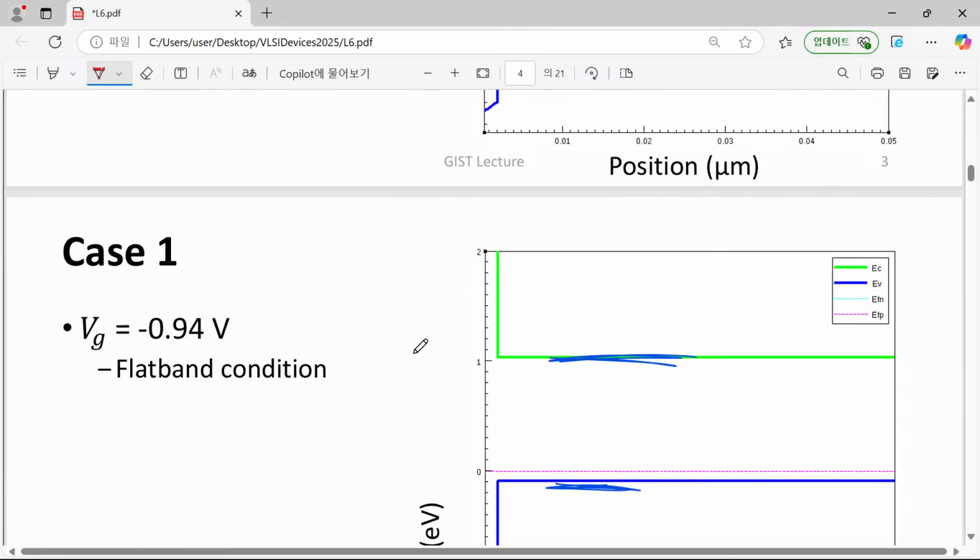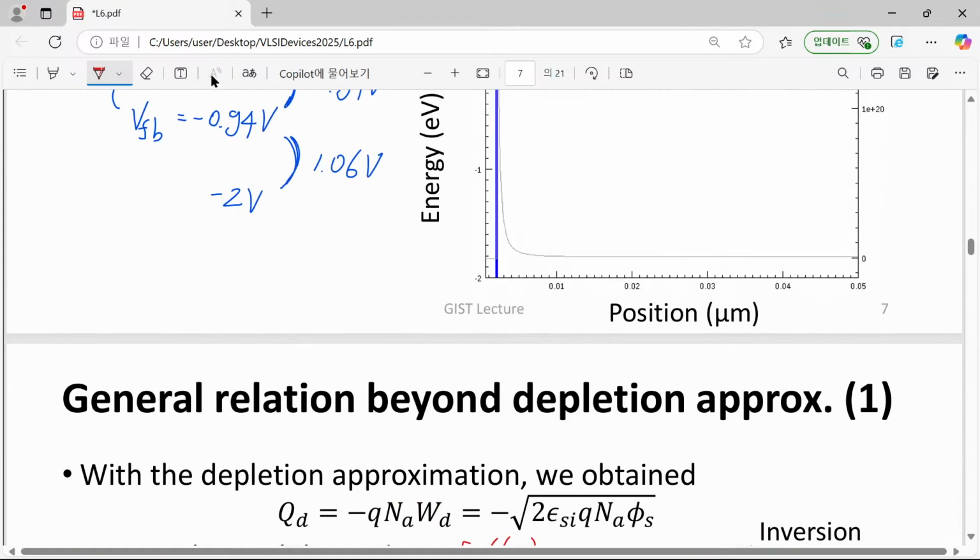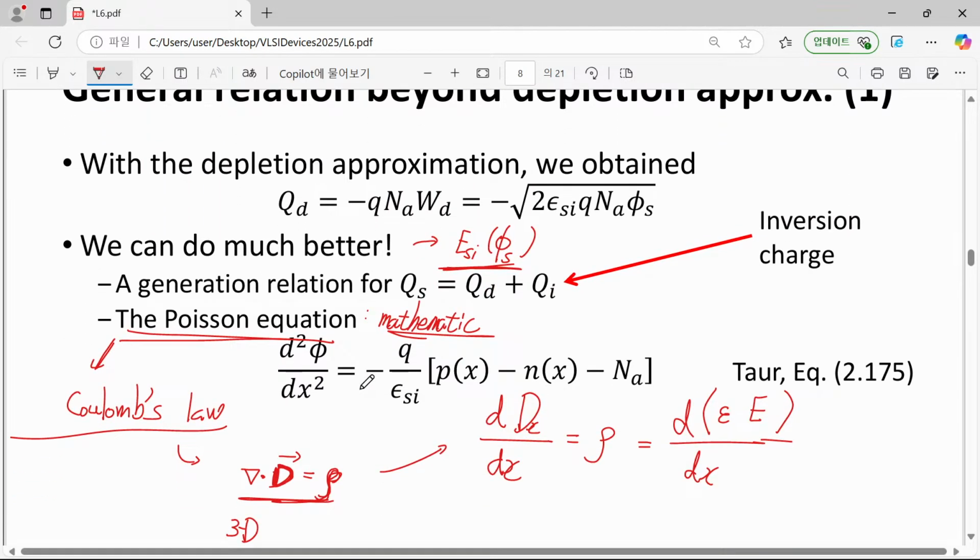Then what we can say now is, here in general permittivity can be a function of position, but safely we can say this is silicon. And this is the position dependent electric field. So silicon permittivity is constant, so epsilon silicon times dE over dx is equal to rho. That's it. This is the form of a Poisson equation.